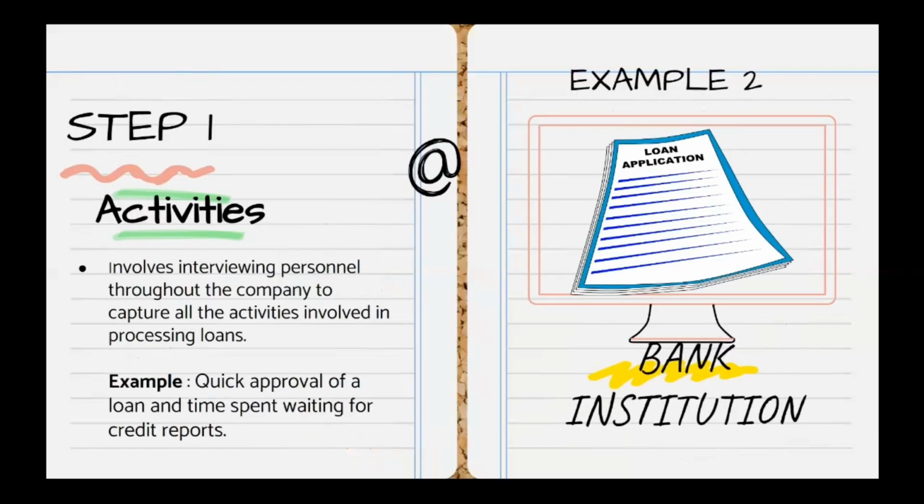Okay, now let's move to the second example, which is a bank institution processing loans. Therefore, in step 1, the activities will involve interviewing personnel throughout the company in order to capture all the activities involved in processing a loan. For example, quick approval of a loan and also the time spent waiting for credit reports.